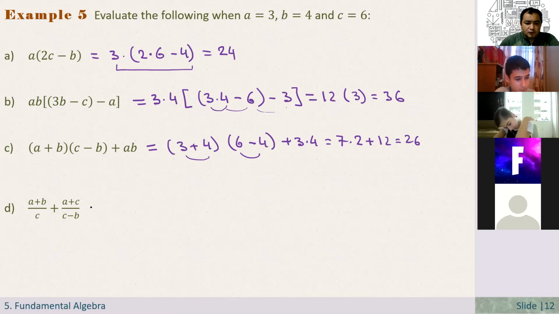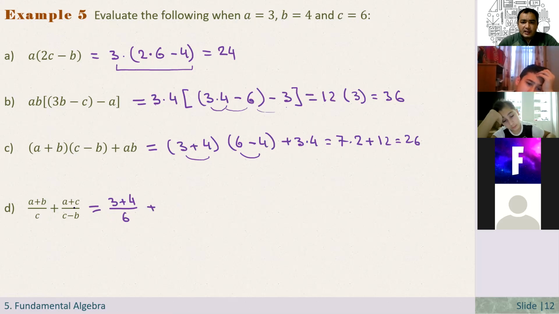Okay, how about question D? Again, here we have algebraic fractions, right? Algebraic fraction means in the numerator or denominator we have variables. So first we have to substitute the values. What is A? A equals 3. B is equal to 4. And C is equal to 6 plus A, again equal to 3, over 6 minus B, which is 4. Now we have just substituted the values.